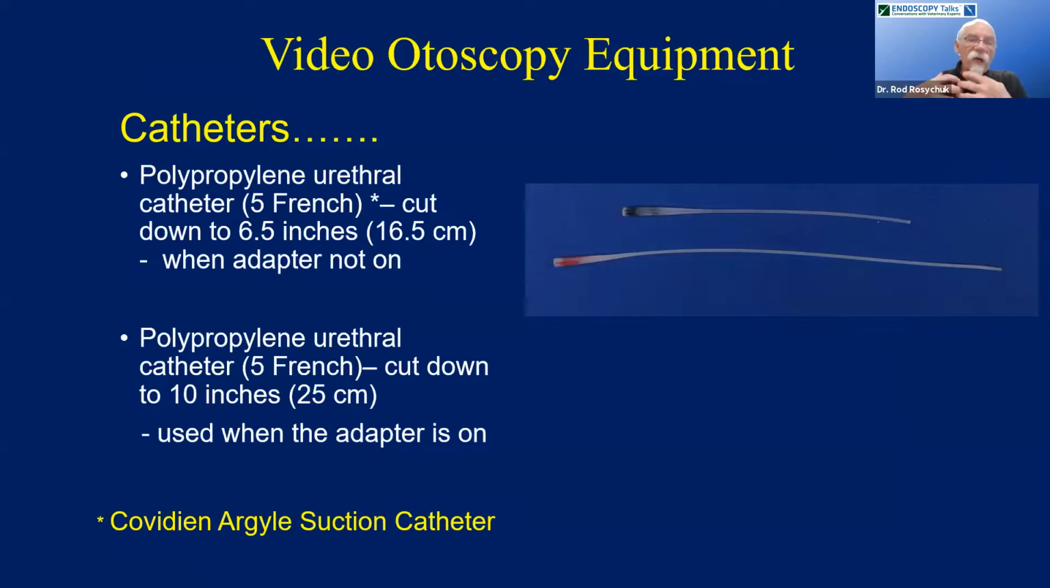As far as flushing through the unit is concerned, the catheters that I use are polypropylene urethral catheters. Covidien is the source for the catheters we use.